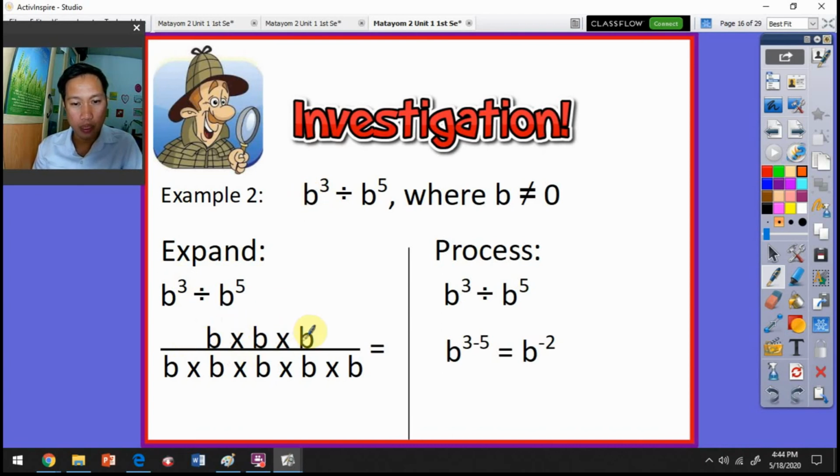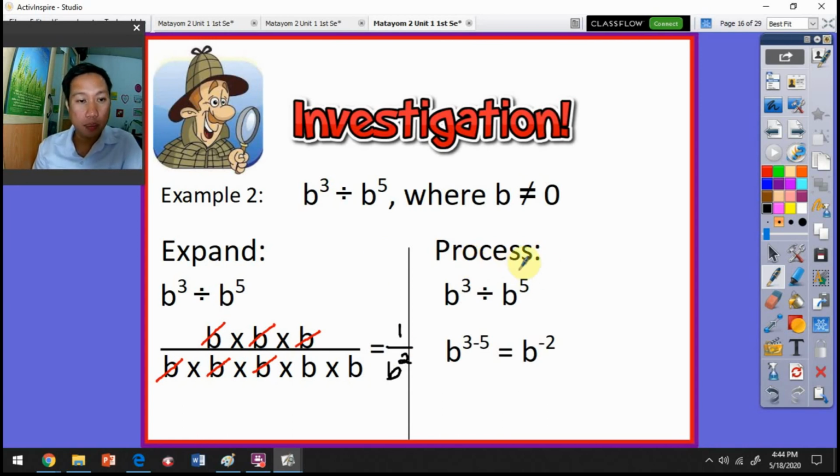Okay, so b to the power of 3, expand it out. 1, 2, 3. b to the power of 5, 1, 2, 3, 4, 5. We cancel them out. B and B, B and B, B and B. The result is 1 over B squared. Okay, that's the result. That's the answer.